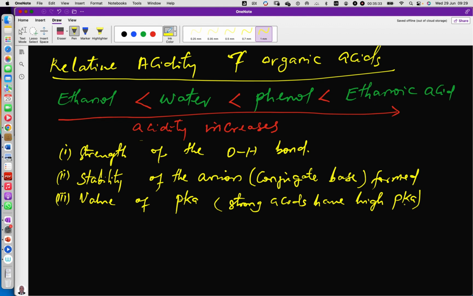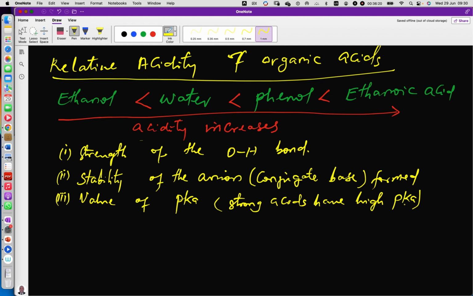So, once more, as I said, the strength of organic acids will depend on the ease at which the hydrogen ion is donated. The ease at which the hydrogen ion is donated depends on the strength of the OH bond. Secondly, the stability of the anion, that is the stability of the conjugate base that is formed. And thirdly, the value of the pKa, because strong acids have high pKa.